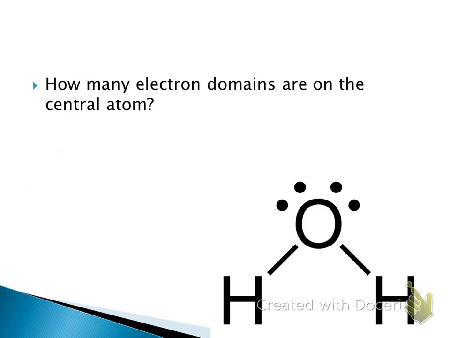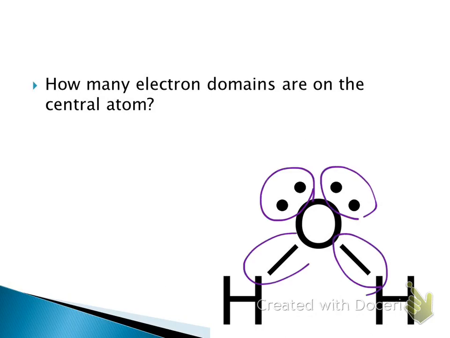Water. This is the Lewis structure for water. So how many electron domains in total are on the central atom? 1, 2, 3, 4. 4 total domains. That's it. A non-bonding domain contains a single lone pair, and a bonding domain contains a bond to one atom. It could be a double bond, could be a triple bond, but it's to that atom. We'll talk a little bit more about that in a little bit.